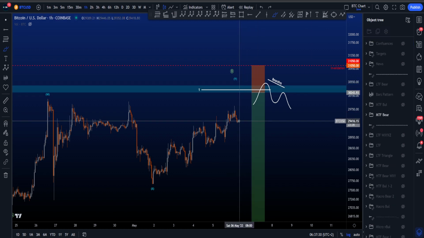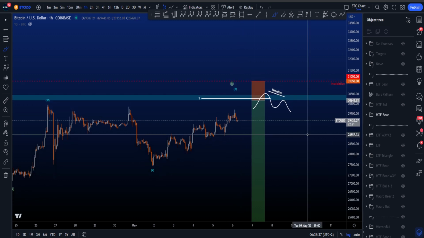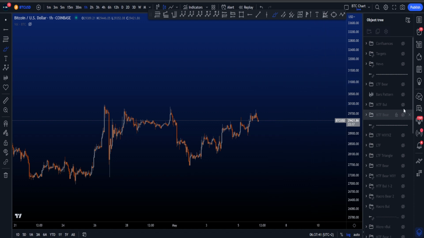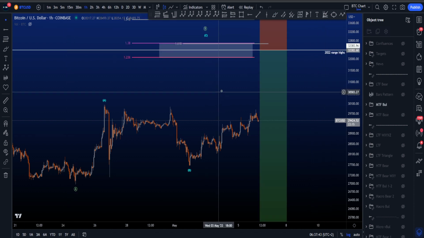Of course, as it stands right now, it still has a little bit to go, and it is weekend, and weekend tends to be a bit rangy, but you never know, because I think last weekend or 2 weekends ago, it was quite a volatile weekend. So we'll see what happens on Saturday and on Sunday.